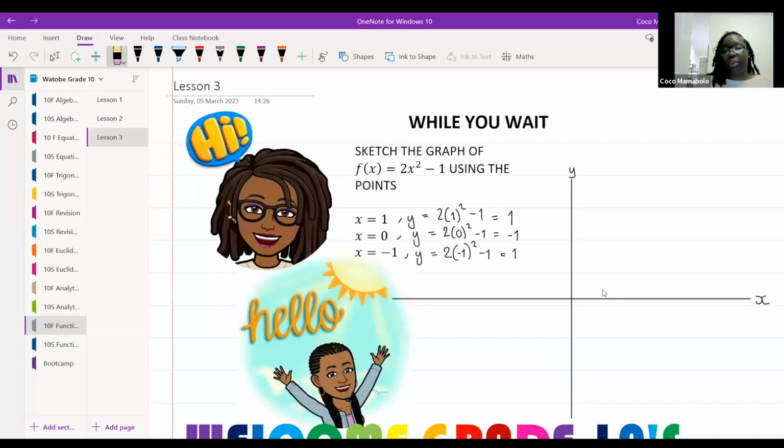Okay, right. So we just figured out when x is equal to 1, y is equal to 1. When x is equal to 0, y is equal to -1. And when x is equal to -1, y is equal to 1 again. All right, so we're going to plot these on our Cartesian plane.